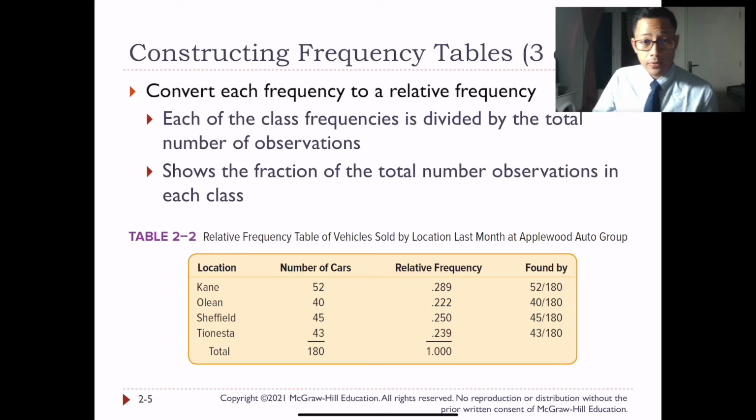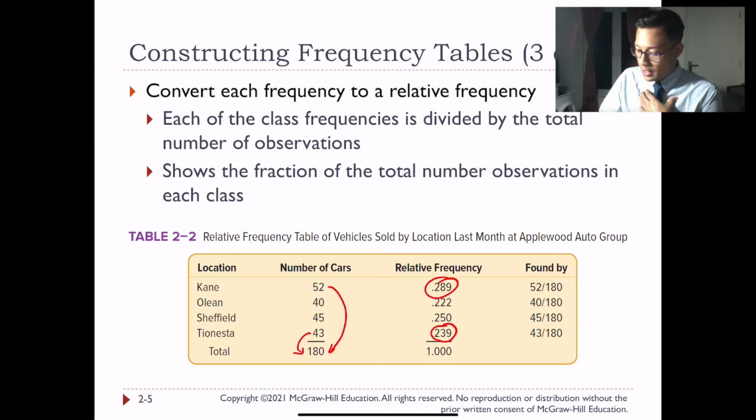Now, again, with this relative frequency data, as an owner of the Applewood Auto Group, I know that the highest share of vehicles sold is actually in Kane, and the lowest share of vehicles sold is actually in Olean. Okay, so this relative frequency provides you with better and more insightful information about how the vehicles sold are distributed across locations instead of just the numbers.